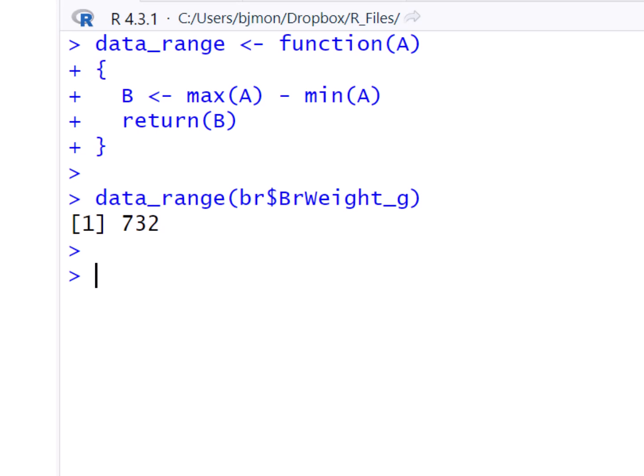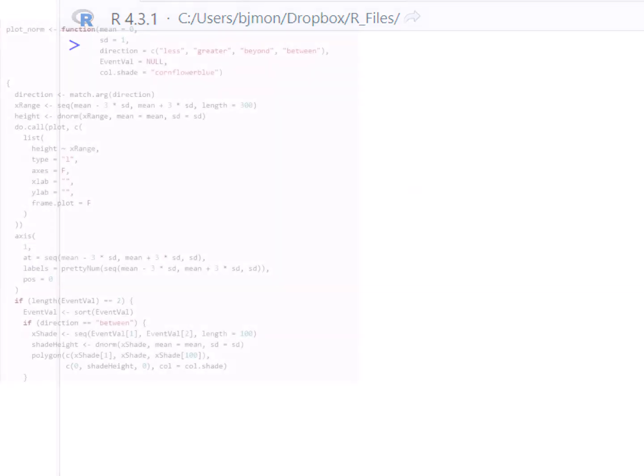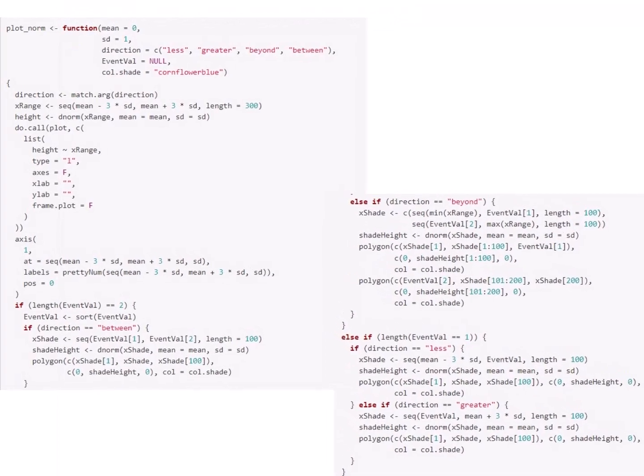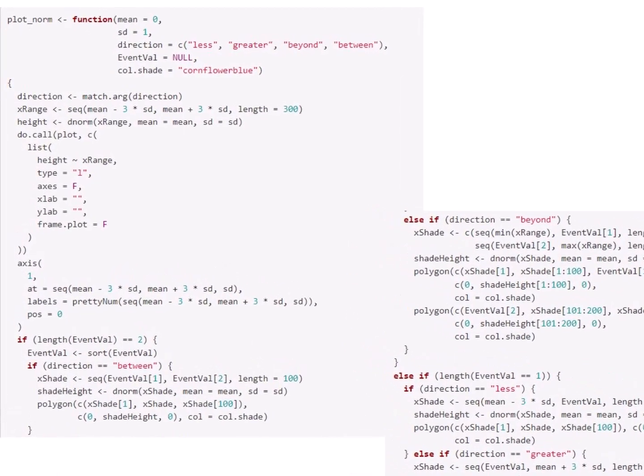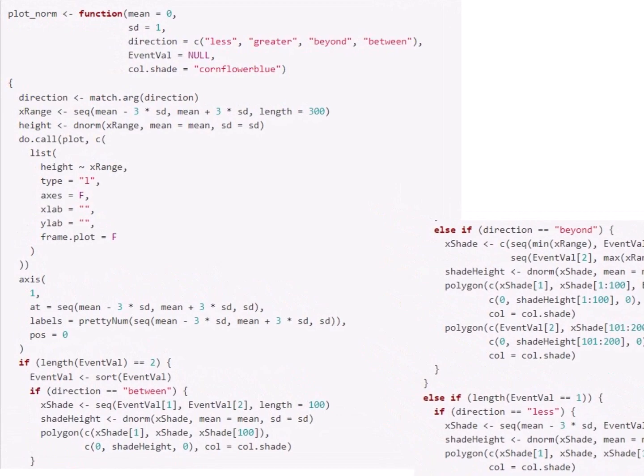We see that the range is 732. Now, user-defined functions can be pretty complicated. Here is a user-defined function named plotNorm that plots the area under the normal curve corresponding to a given event.